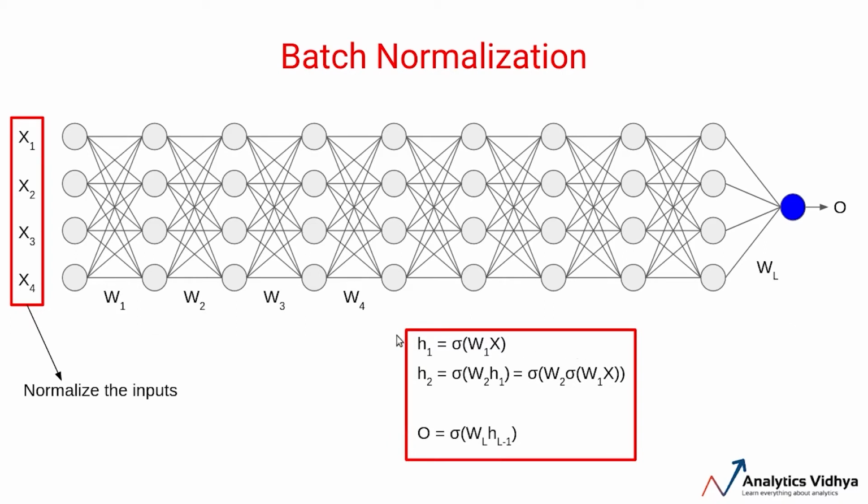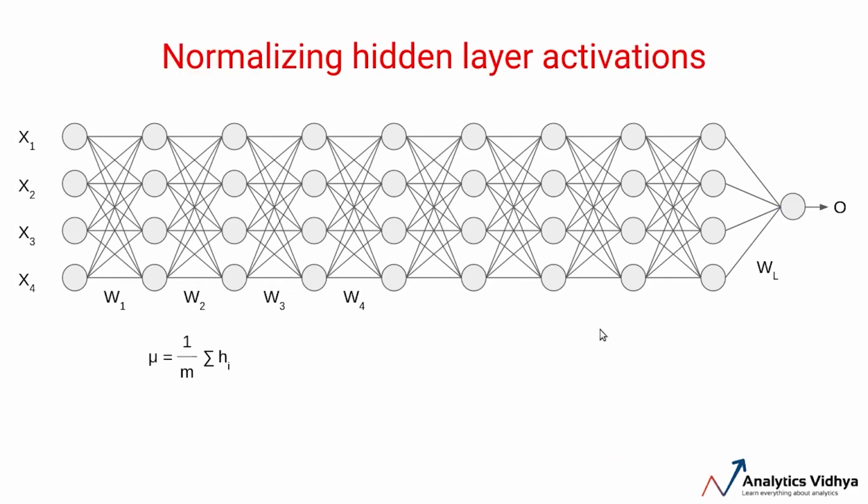So if you apply batch normalization on a particular layer, it will normalize the activations of that particular layer. We use the mean and standard deviation to normalize the activations. Let's see how these values are normalized. So we first calculate the mean of all the activations of a particular layer. We take the sum of the activations and divide it by the number of neurons in that layer. And then we calculate the standard deviation. I hope you are familiar with the formula for calculating the mean and standard deviation.